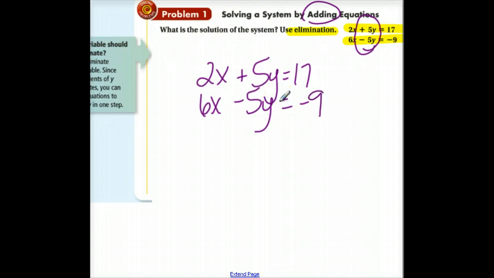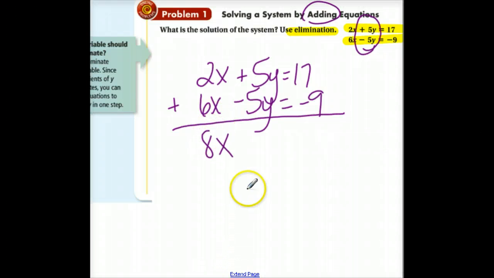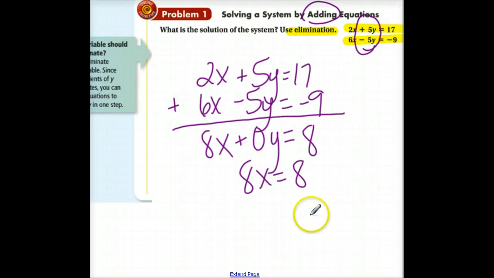So now before you solve, if you're debating what method to use, look at your variables. If you see a coefficient, like we have in this case, a positive 5y and a negative 5y, if I add these equations together, watch what happens. 2x plus 6x equals 8x. 5y plus a negative 5y, 5 minus 5, that's 0y. Notice that I'm completely eliminating the y's from my system. Then 17 plus a negative 9 is also like 17 minus 9, 8. So I'm going to rewrite this without the 0. 8x equals 8. I've eliminated the y.